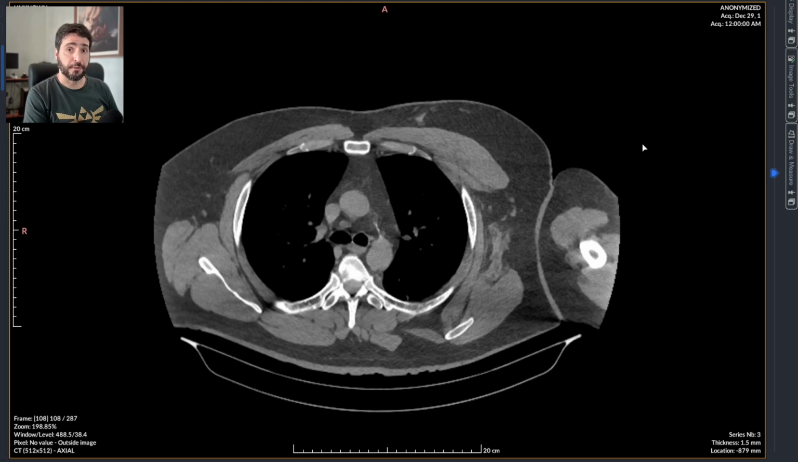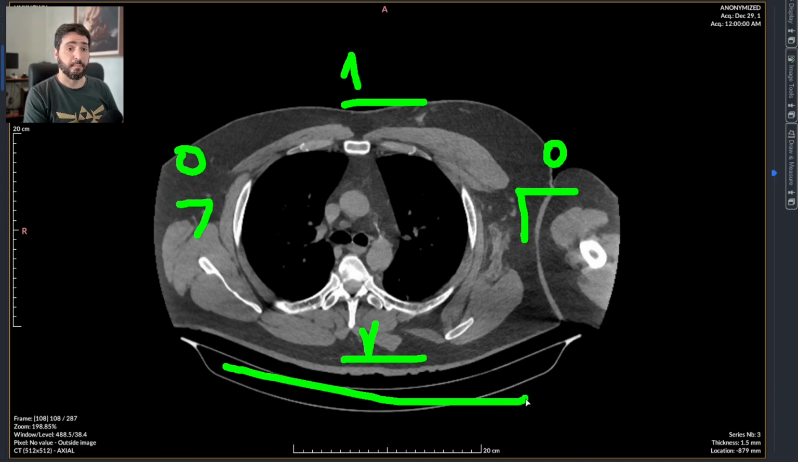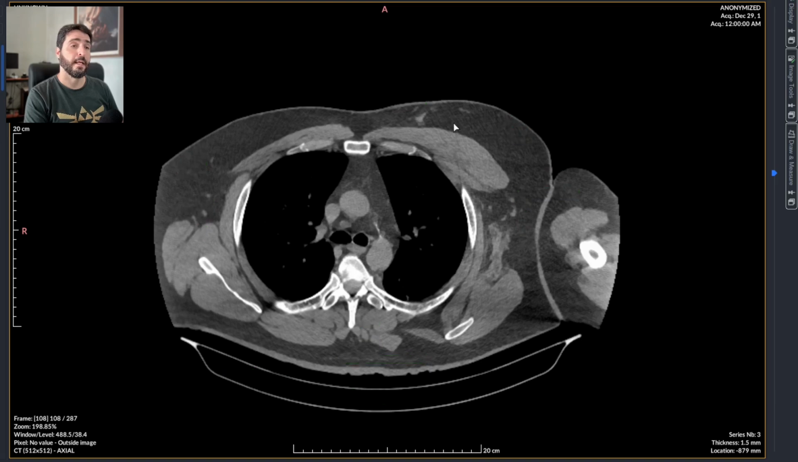And you have to picture yourself as if you were sitting by the soles of his feet looking forward. So just to be clearer, this is his left side, this is his right side, this is front, and this is back. So left, right, anterior, posterior. This is the table and this is the patient. So let's go check the scanner.